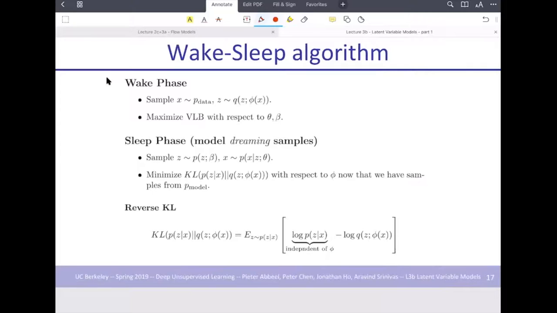From what I understand, we have this prior that we want to approximate. The wake phase does the maximization part of the VLB, and then the sleep phase does the minimization part. The wake phase is where we have some real world data that we can observe, whereas the sleep phase is the generative part. In the language of VAE, they call it recognition and generative, right? The wake phase corresponds to recognition and the sleep phase corresponds to generative.